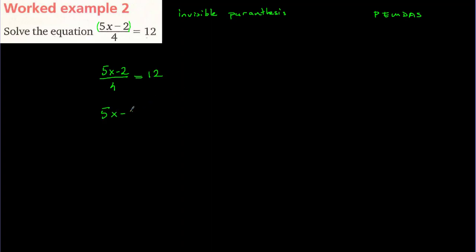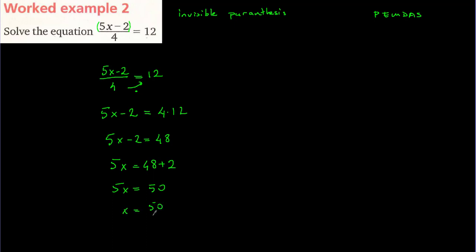So 5x minus 2 is equal to 4 times 12. Why is it times? Because 4 is in division form here. When you send it to the other side, you should multiply. So 5x minus 2 is equal to 48. Now, like in the previous page, I have to get rid of this minus 2, and that's going to be equal to 48 plus 2. 5x is equal to 50, and x is equal to 50 divided by 5.